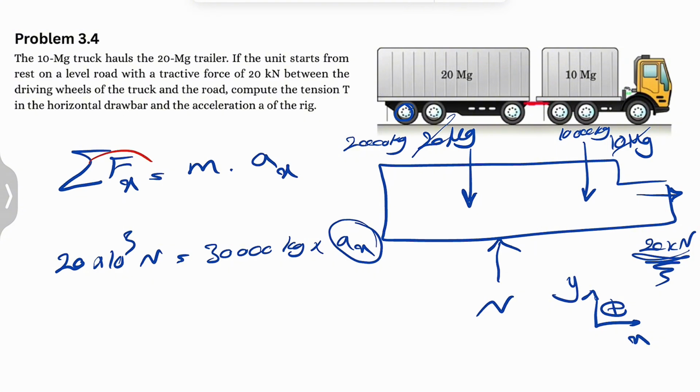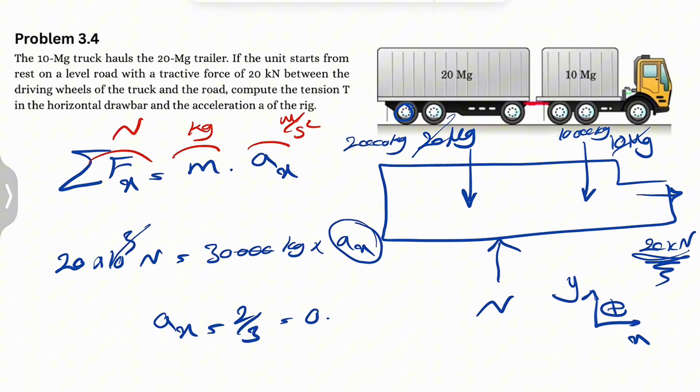Keep in mind for the units, you have to have the force in newtons and mass in kilograms, and that gives you the acceleration in meters per second squared. Let's see what we get for a_x. We can cancel out the three zeros, and basically we have 2 divided by 3, which is 0.666 repeating meters per second squared.